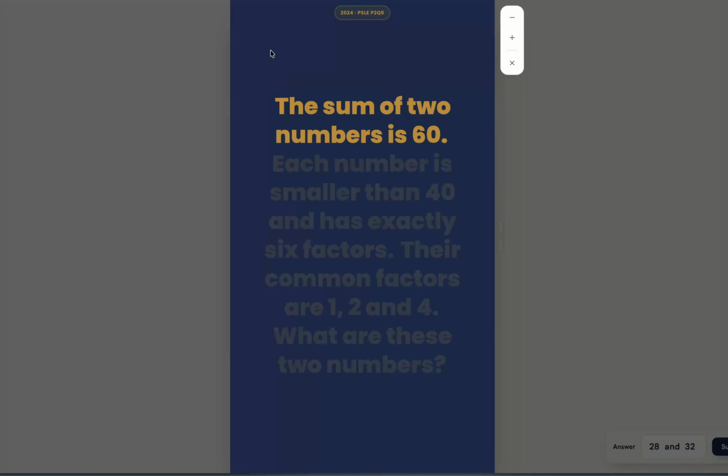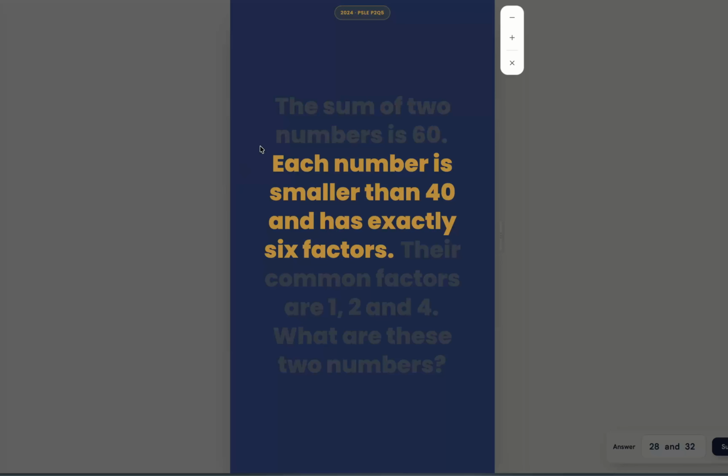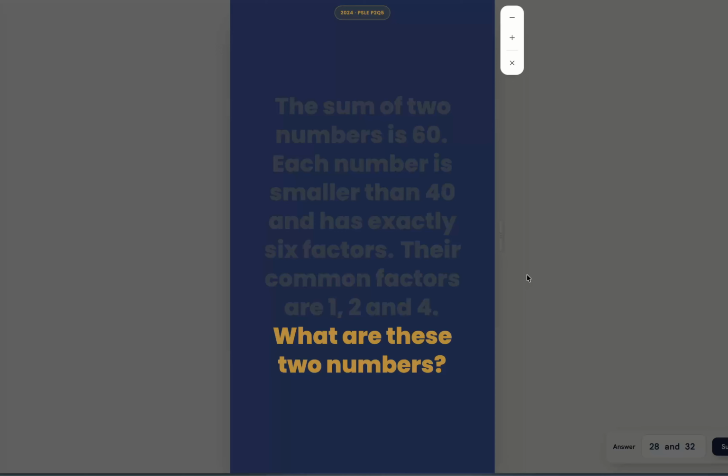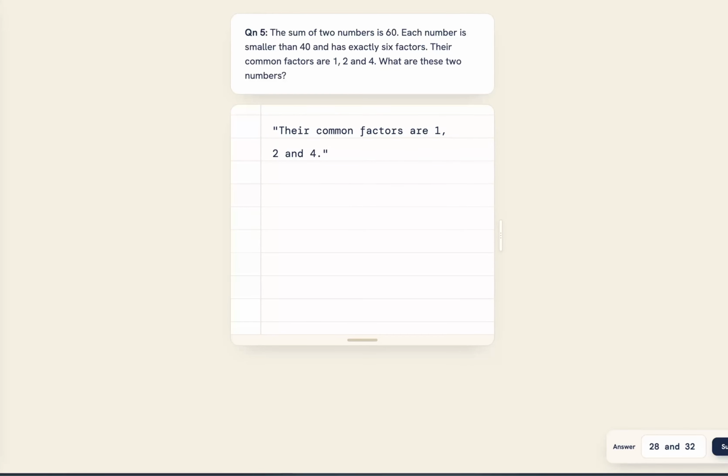Question 5. The sum of two numbers is 60. Each number is smaller than 40 and has exactly 6 factors. Their common factors are 1, 2, and 4. What are these two numbers? From the sentence, their common factors are 1, 2, and 4. That means they should be multiples of 4.